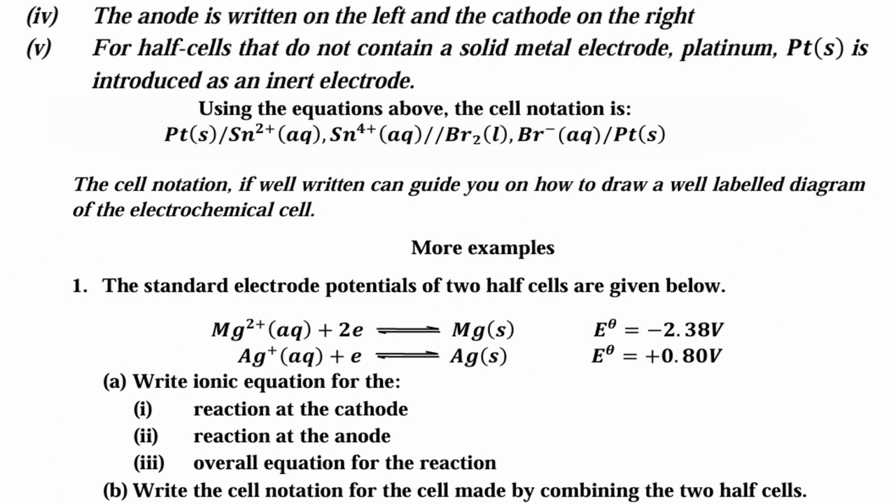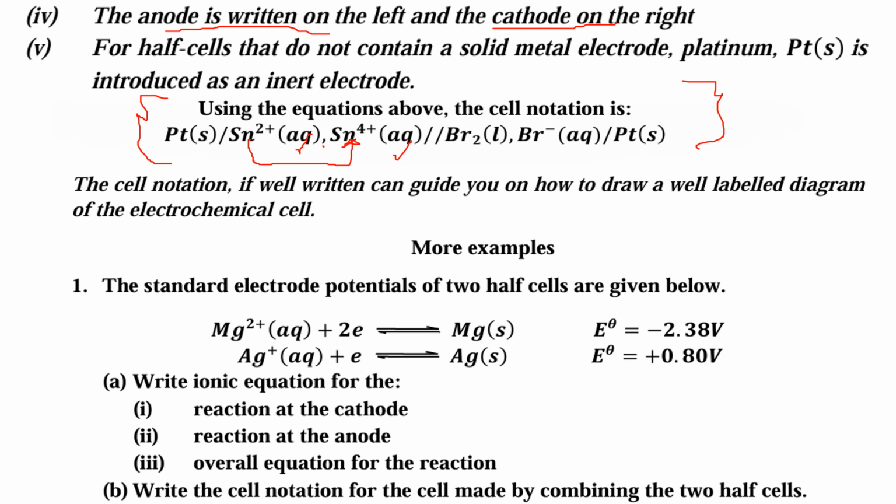Now, since you have already identified how you can identify your left-hand electrode, which is going to be the anode, and also your right-hand electrode, which is going to be the cathode, that means that when you're writing your cell notation, the equation at the anode should be on your left-hand side, and the equation for the cathode should be on your right-hand side, because at the anode, we have oxidation. For example, if you look at this reaction, you are seeing that here tin is increasing its oxidation state from +2 to +4, and then we separate the two using a comma because they are present in the same state.